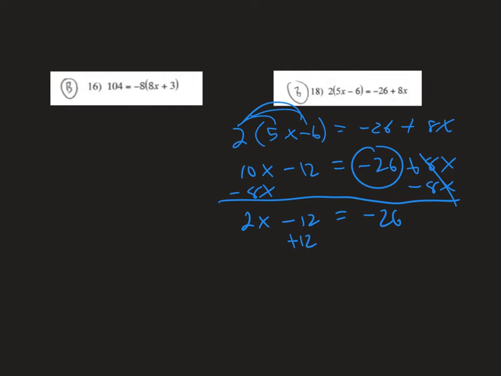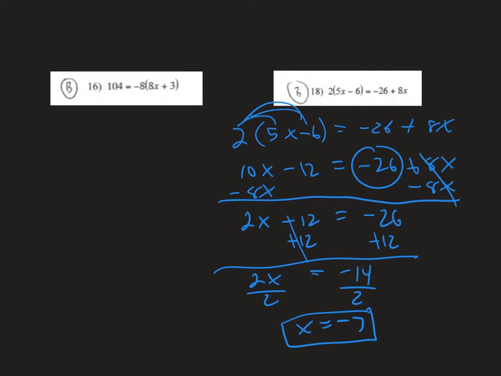So I'm going to get rid of the 12 first. Move things that are not attached. The negative 12 plus 12 cancels out. So I get 2x equals, and then negative 26 plus 12 is going to be a negative 14. Divide by 2. Divide by 2. X is equal to negative 7.